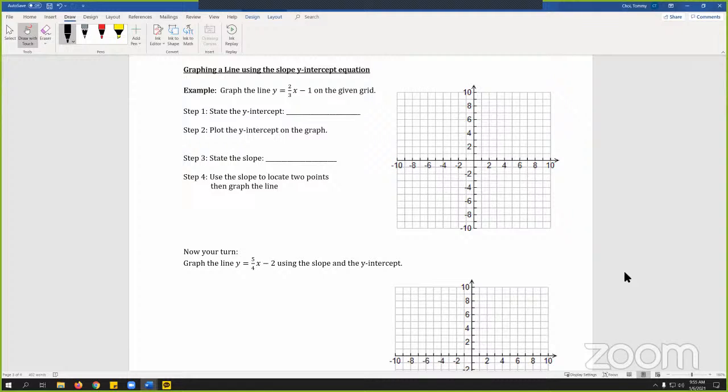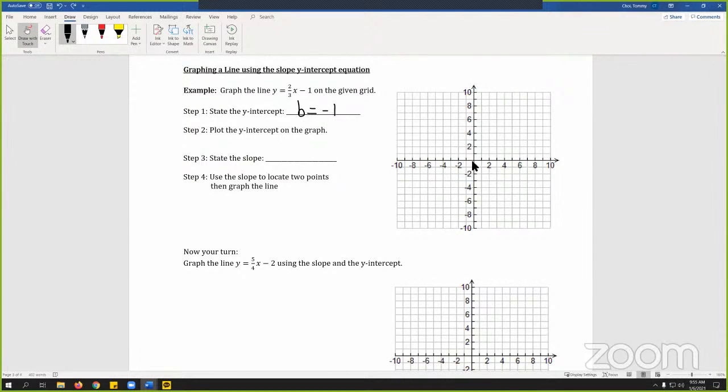So let's state the y-intercept. What is the y-intercept here for this question? Well, it's b equals -1. Very good. B equals -1, right? That's the y-intercept at the end there. And so that's step 1. Identify the y-intercept. Step 2, plot it.